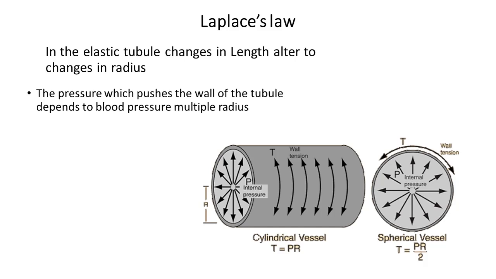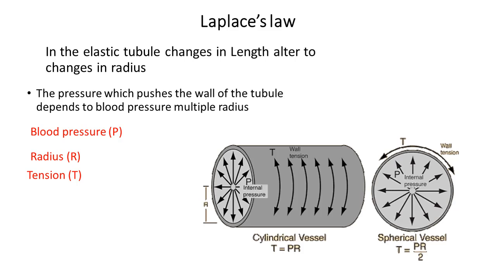The pressure which pushes the wall of the tube depends on blood pressure multiplied by radius. You can see each definition and abbreviation: T as tension, radius as R, and blood pressure as P. And for spherical environments or spherical vessels, we have T equals PR divided by 2.